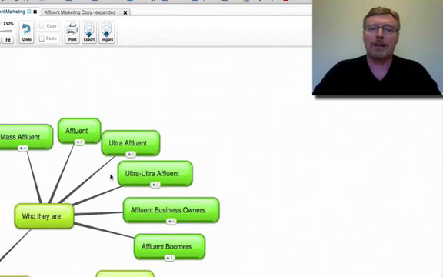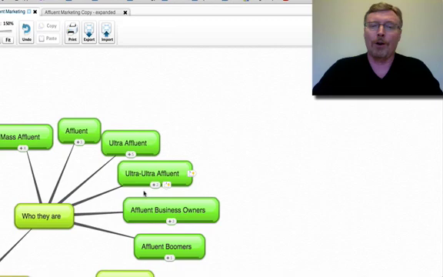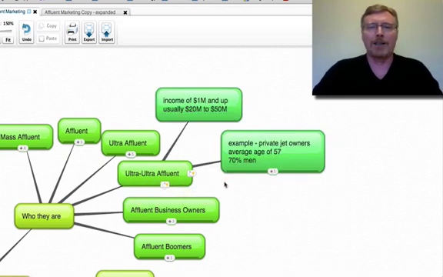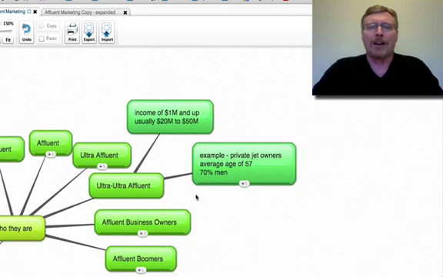Then above that is what they just call the ultra, ultra affluent. Now, these people, they just got a lot. Here you're talking about people that have either sold off a significant business, or they might be a sports person or a celebrity who has just made this huge amount of money. They've got incomes of $1 million and up, and they usually fall into the $20 to $50 million range. That's a lot of money.